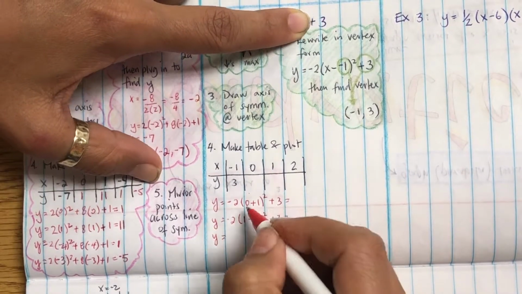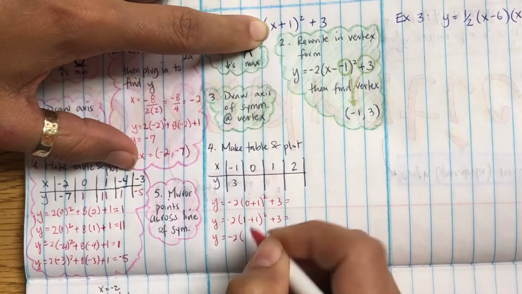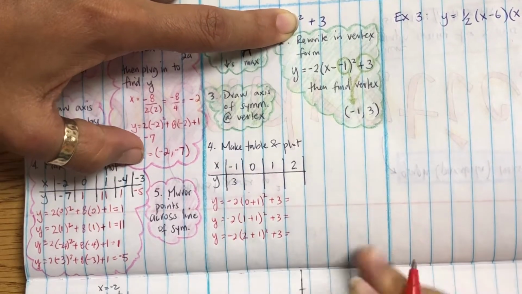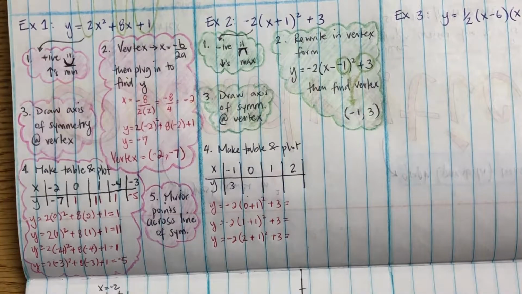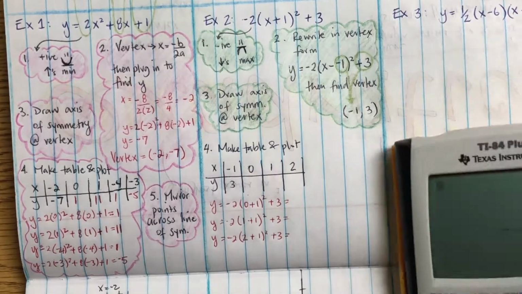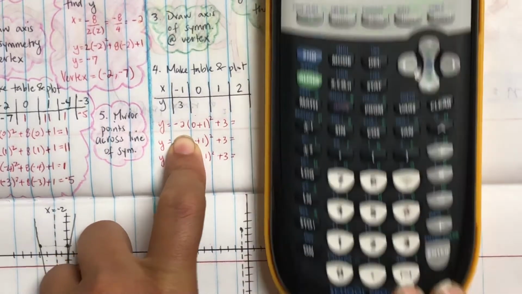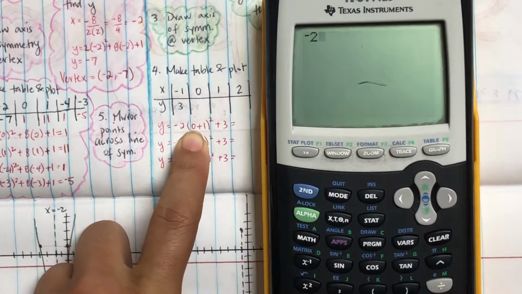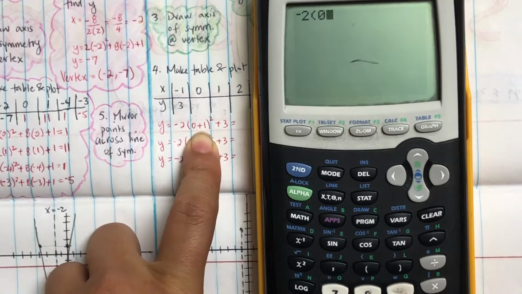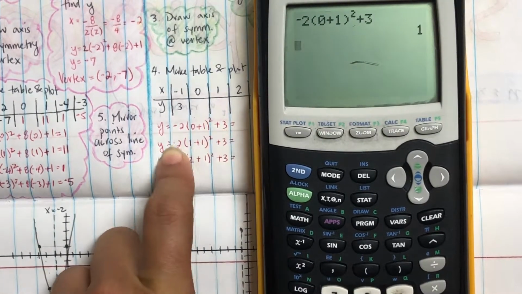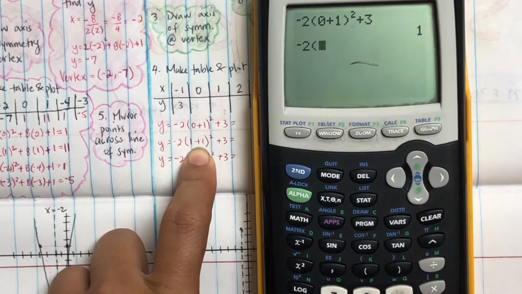So watch my finger. Where I see x, I'm going to put the value 2. I'm just evaluating this, basically plugging in numbers. And then you just take a calculator and type it exactly as you see it. -2, don't use minus, use negative. Open parentheses, 0 plus 1, close parentheses, squared, which is that button there, plus 3. Enter. Same thing for all 3 of them.